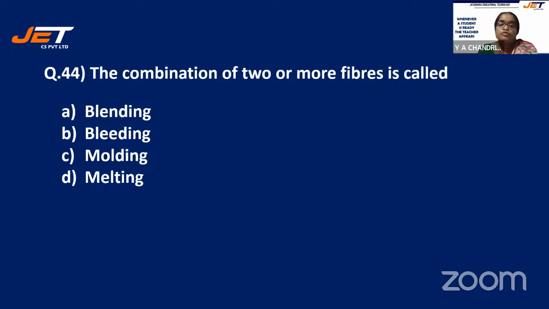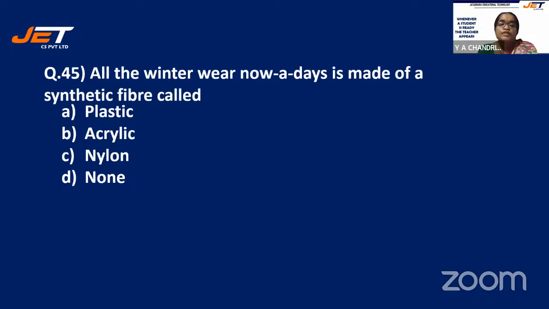Next question. The combination of two or more fibers is called. It is option A, blending. Next question. All the winter wear nowadays is made up of a synthetic fiber called. Plastic, acrylic, nylon, none. Let us see. It is acrylic, option B.